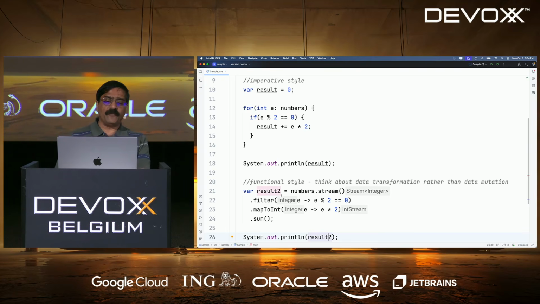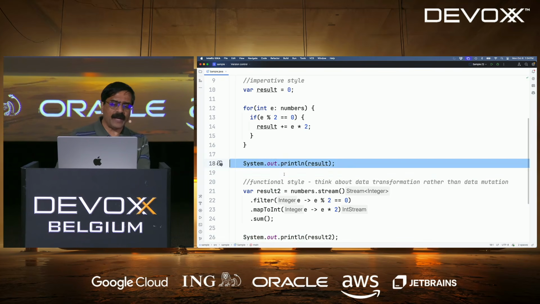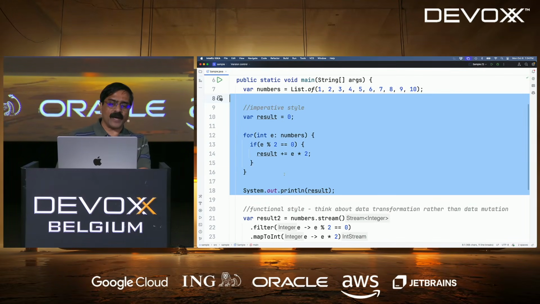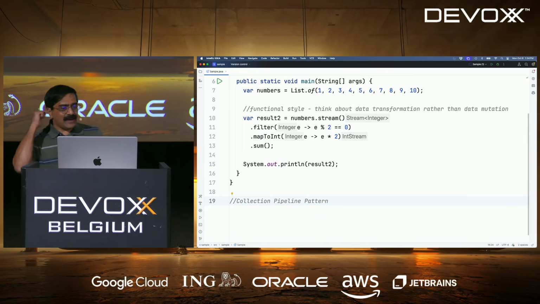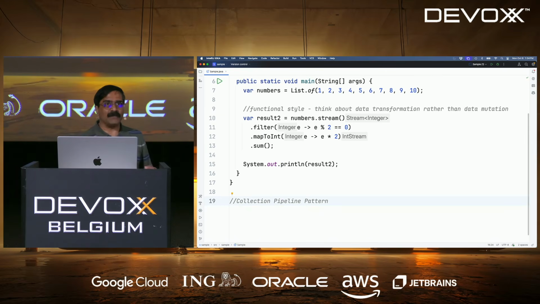However, if we focus on the functional style for a minute, this is where I mentioned earlier that Martin Fowler calls this, if you will, the collection pipeline pattern. So essentially, that's why I like to use the word pipeline. And so essentially, the idea here is that you have a collection of data. In this case, numbers is the collection, but you are interested in looking at this pipeline operation.